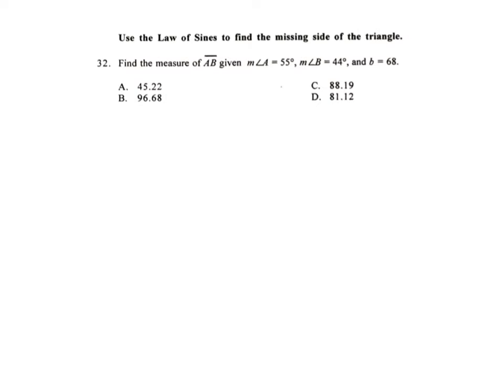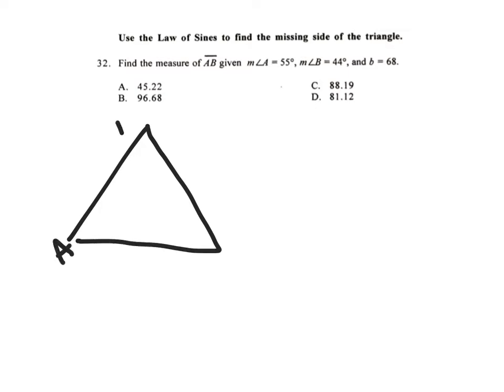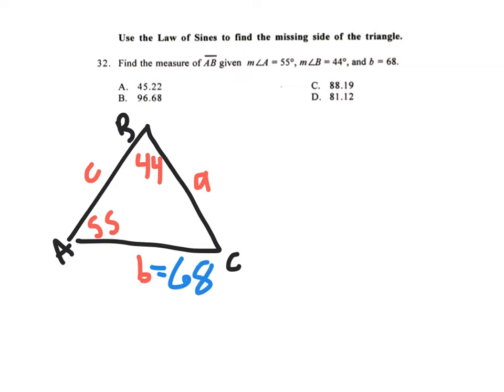For reference as to what they're talking about, let's start by drawing a triangle. If I draw my triangle, we have big A, big B, and big C. Let's put in what we know first. We know this is 55 degrees. We know B is 44. We also know that across from B we have little b, across from C we have little c, and across from A we have little a. They tell me that little b is 68, and they want me to find AB, which is really just C.